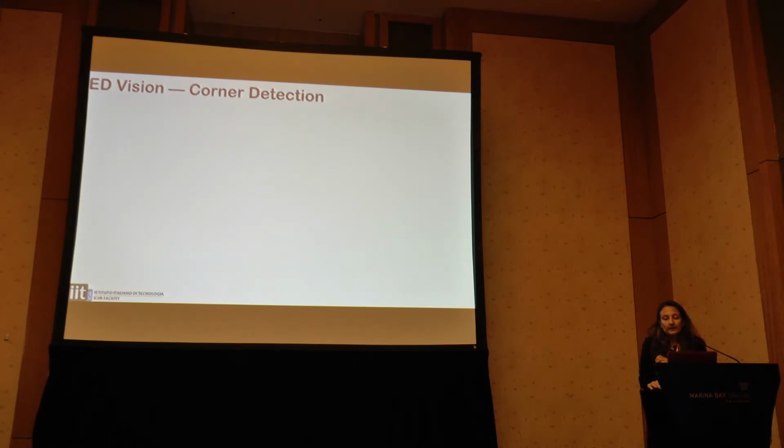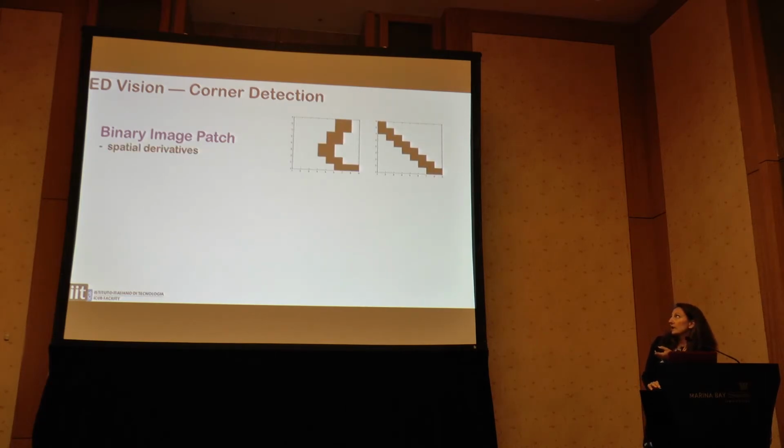So here it's using a well-known traditional computer vision algorithm that is the Harris corner detection. We wanted to do that with the timestamps of the events, but it turns out that it doesn't really work nicely. So what we did was to take the events and create binary image patches.